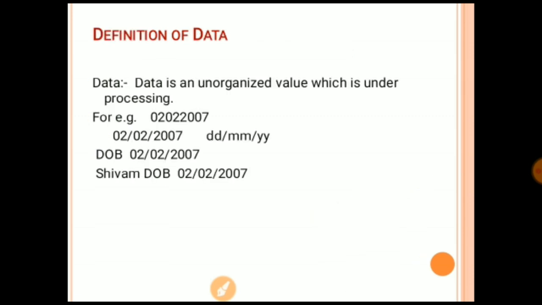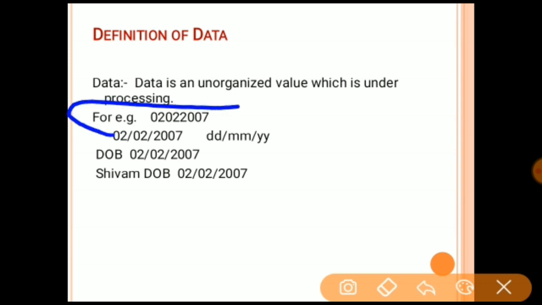First of all, what is data? Data is an unorganized value which is under processing. What does it mean? As you can see here, 02022007. Okay, what is it? We don't know. It's only a number, but which kind of number is it? It could be a phone number or a roll number or any other kind of number. We don't know anything about it.